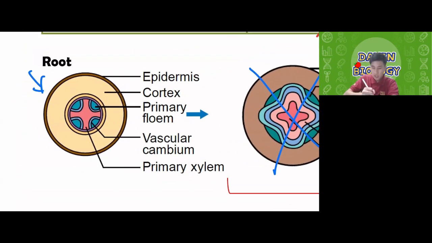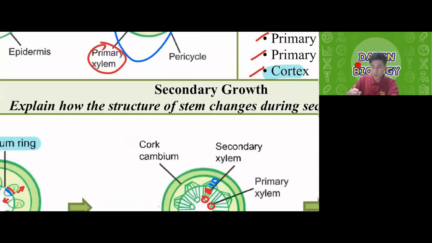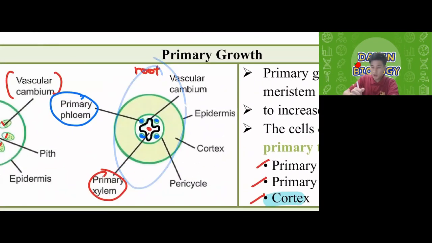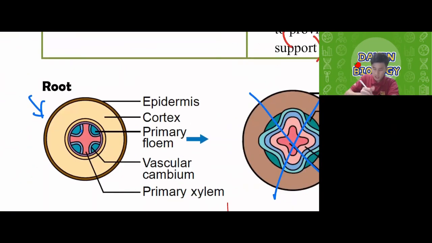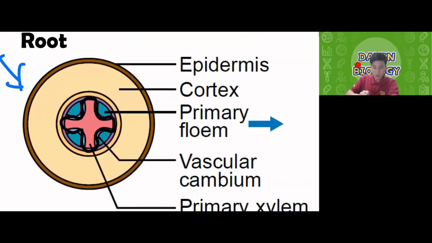You can see your primary xylem is in the middle. This primary xylem, right? You didn't draw this one here. This one is like a cross, right? Because this one is actually like this. I don't know how to explain. I'll draw, then you understand. So it's actually like that. It's actually the same, just the shape is a bit different.